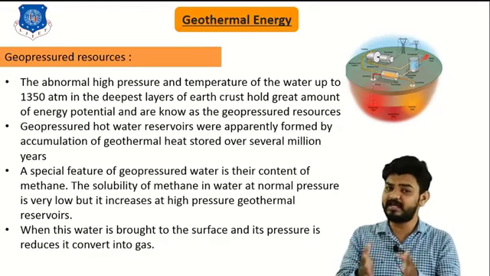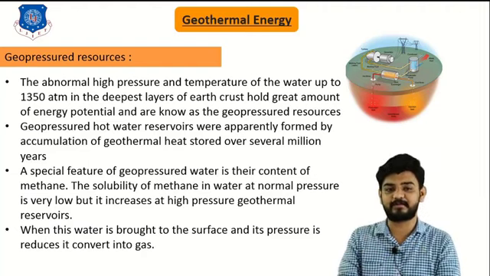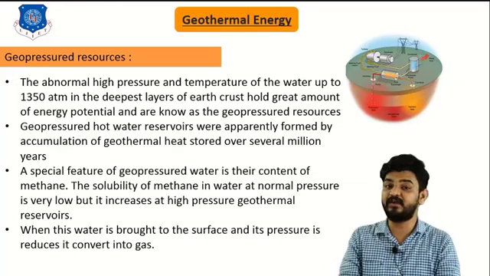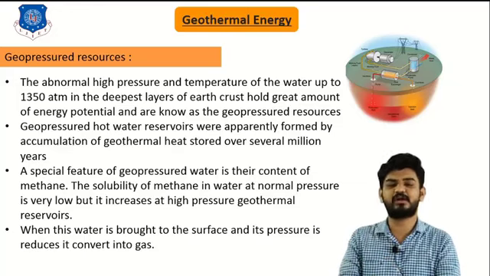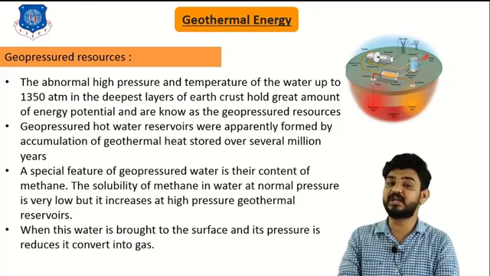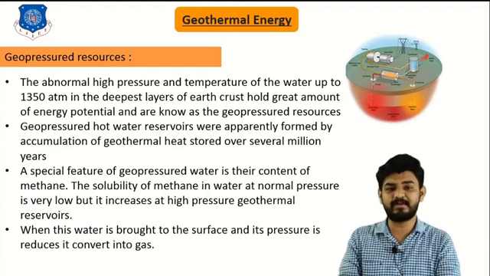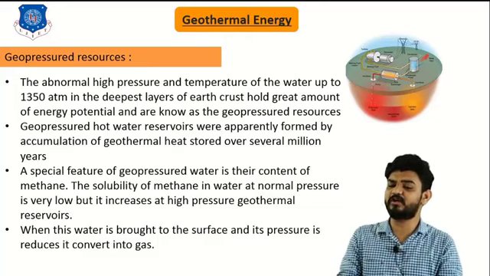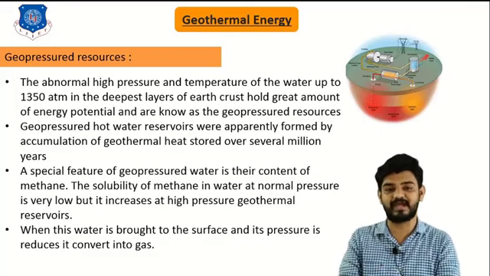Well, the solubility of methane is very low in water at normal pressure, but at higher pressure the methane is very much soluble in water. So when this water comes to the ground or comes to the earth surface, its pressure reduces and methane gas, which is dissolved in water, gets released. So we can easily separate this methane gas out of the hot water. So when this water is brought to surface, its pressure reduces and it converts into gas.